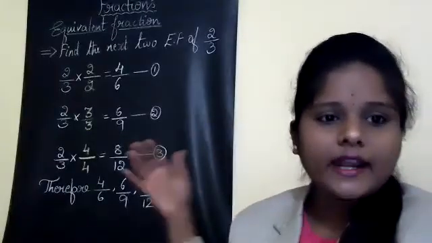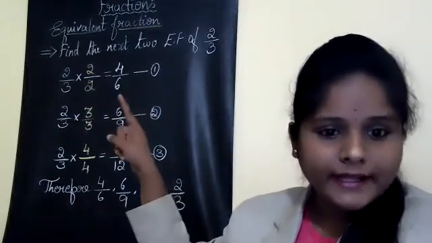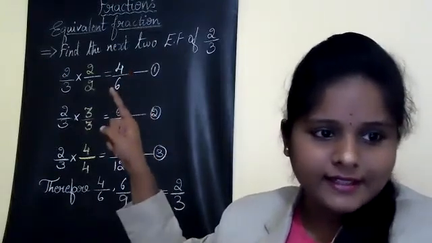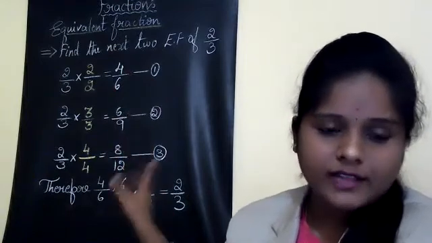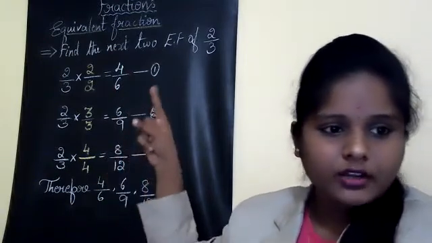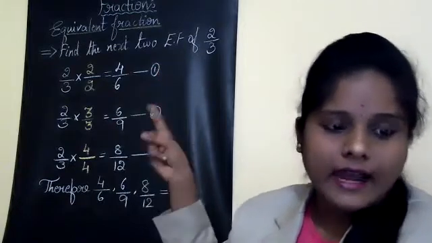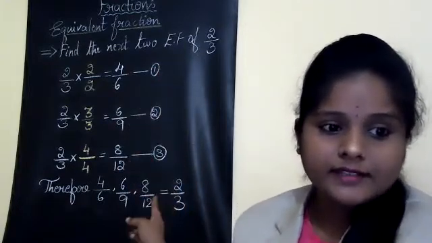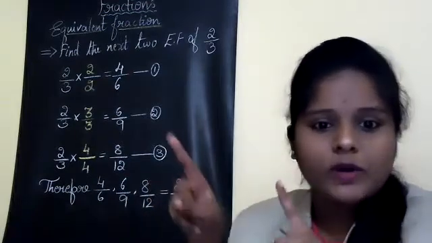Yes. So at the end, what you have to write is, therefore, 4 by 6, 6 by 9, 8 by 12. This is an extra step over here. So you can just take into consideration these two. 4 by 6 and 6 by 9 are equal to 2 by 3. Okay. They are equal only.